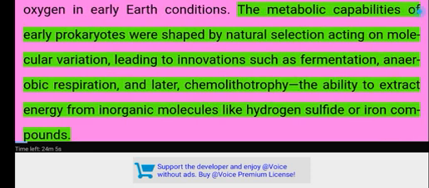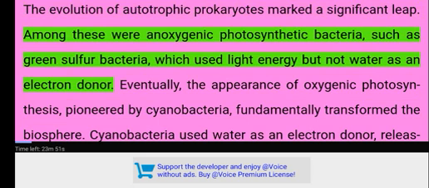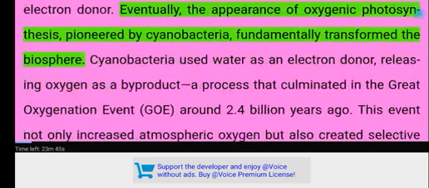The metabolic capabilities of early prokaryotes were shaped by natural selection acting on molecular variation, leading to innovations such as fermentation, anaerobic respiration, and later, chemolithotrophy, the ability to extract energy from inorganic molecules like hydrogen sulfide or iron compounds. The evolution of autotrophic prokaryotes marked a significant leap. Anoxygenic photosynthetic bacteria, such as green sulfur bacteria, use light energy but not water as an electron donor. Eventually, the appearance of oxygenic photosynthesis, pioneered by cyanobacteria, fundamentally transformed the biosphere.